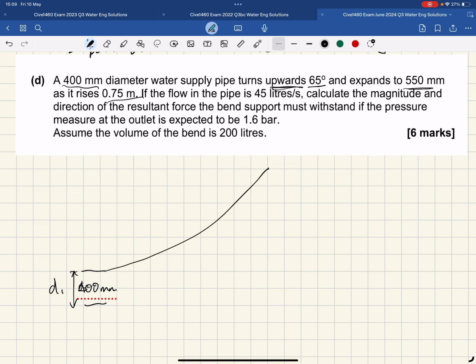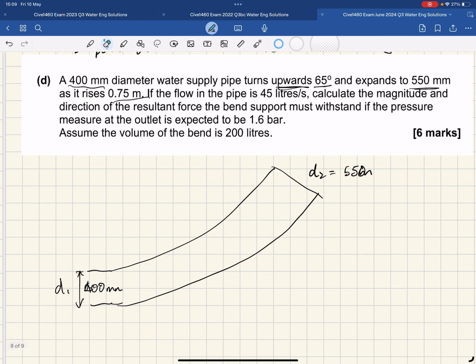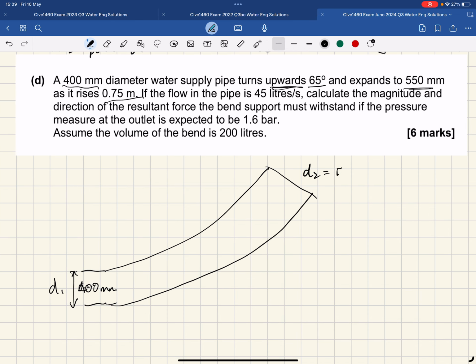So it's going to go up, expand a little bit. Let's get it to look like it's expanding a bit more. Okay, so it's expanded a bit. D2 equals 550mm. Let's tidy it up. So it has risen in height 0.75 meters.